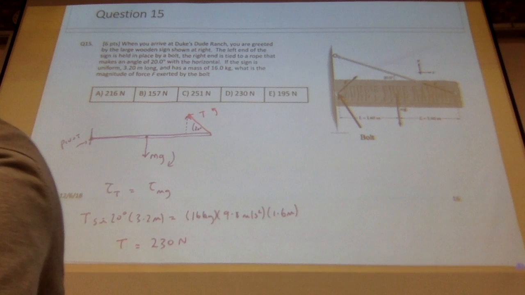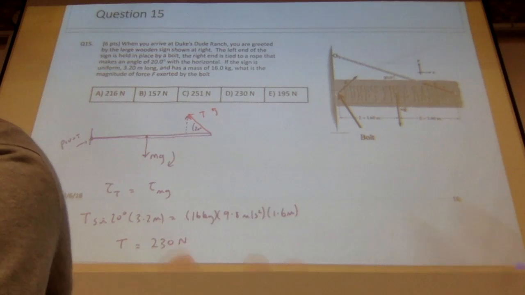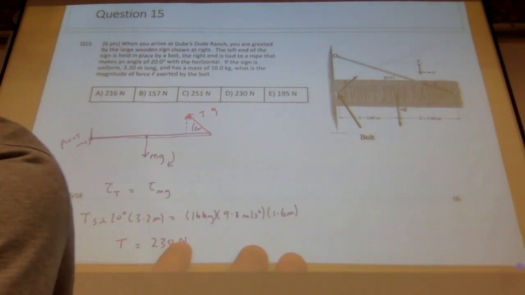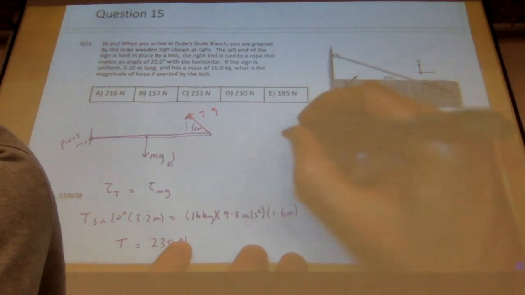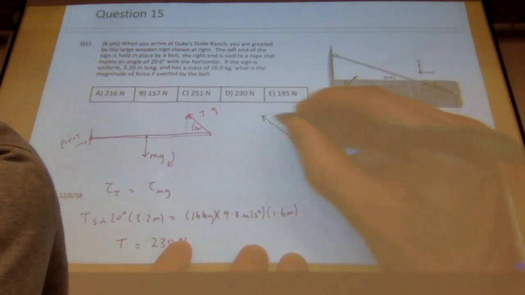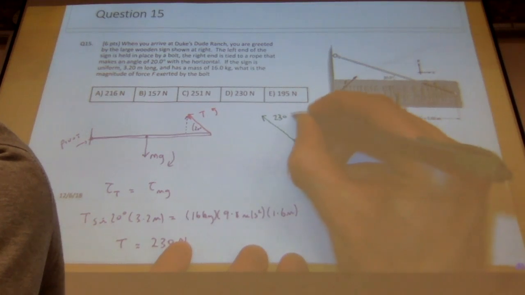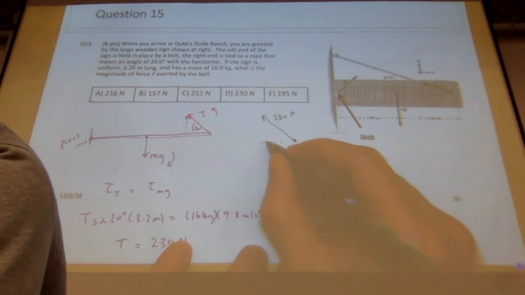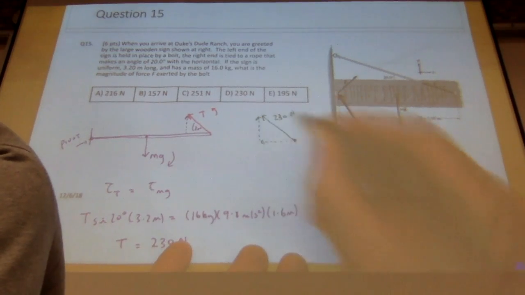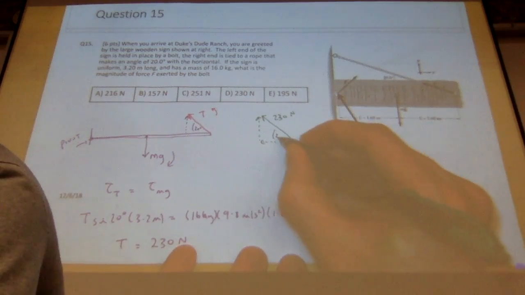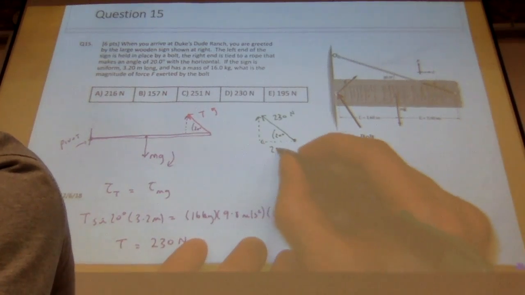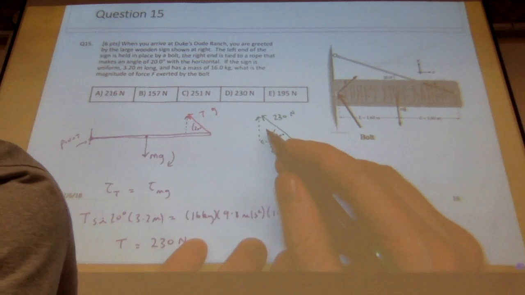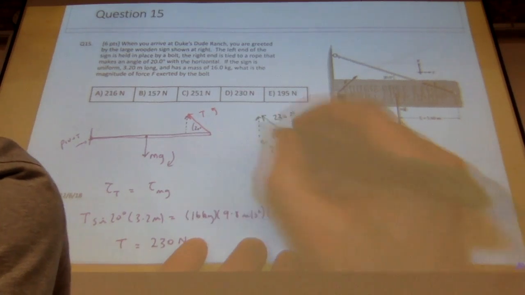Then what I would do is consider the forces on the bolt, if I treat it as a sort of point diagram now. So I've got a 230 newton force here, which I can decompose into x and y components. If you do 230 times the cos of 20 degrees, the tension x is 215. And the tension y is 78.4.